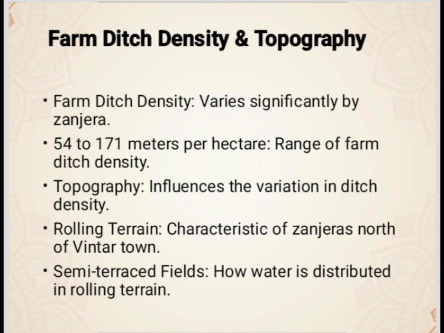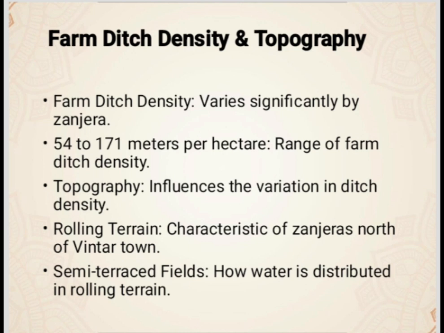For instance, the Zanzaras located north of Vintar town, San Jose, Cabarroan, San Juan, Sinigpet, San Pedro, and Colibeng, are characterized by rolling terrain. In these areas, more extensive water channels are needed to effectively distribute water through semi-terrace fields. Conversely, Zanzaras closer to Bacarra, Santo Rosario, and Nibiniv generally have lower farm ditch densities.